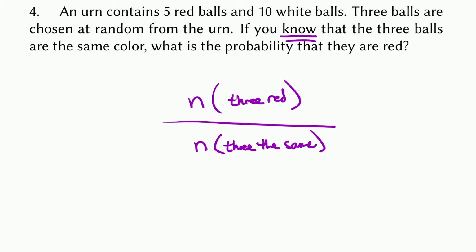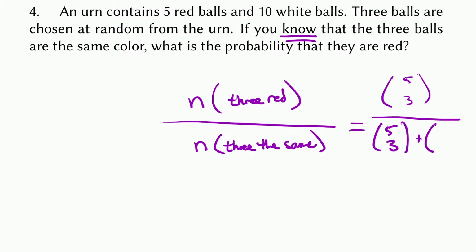But anyway, number of ways of having 3 red, you're just choosing 3 out of 5. So you've got 5 red balls in there, and you're choosing 3 of them. And then on the bottom, to get 3 the same, either they're all going to be red or they're all going to be white. So we'll just put the reds plus the whites. So there's this many ways of getting 3 reds, and this many ways of getting 3 whites. I forget what that fraction reduces to, but a number of you got this right. You did a good job.